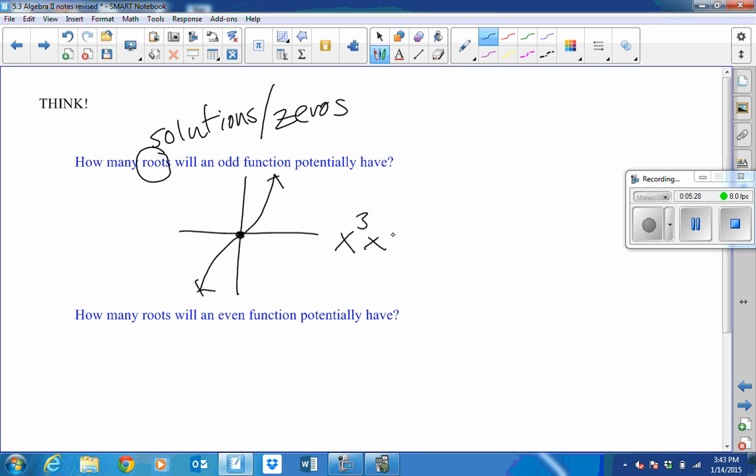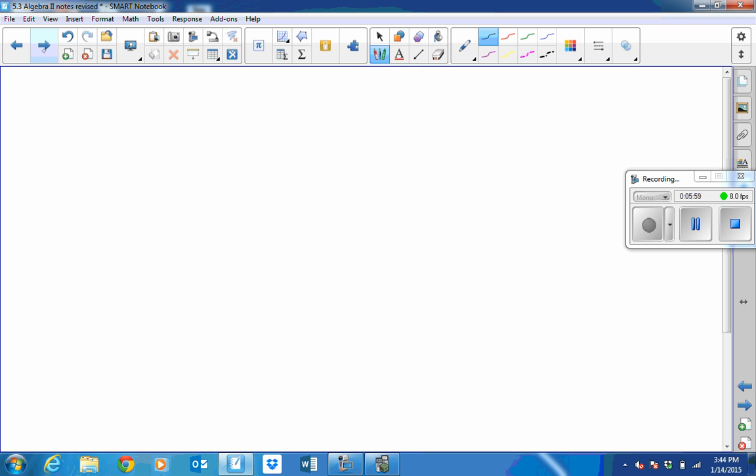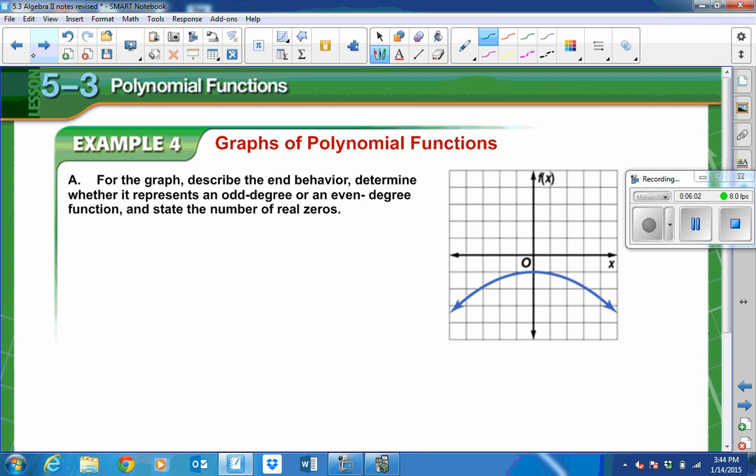So if we have x cubed plus x squared minus 2x plus 1 equals 0, we're going to say that it has 3 roots. Whether they're real or whether they're imaginary, we're not sure yet, but it definitely has 3 roots, and some of them may be duplicated. How many roots will an even function potentially have? Well, if we have x to the 6 minus 2x squared plus 1, whatever your degree is, that's how many roots you're going to have. So that's the main thing you need to know.